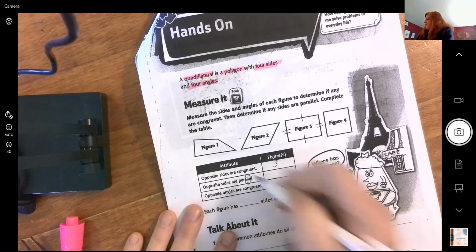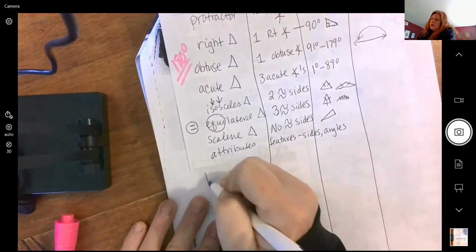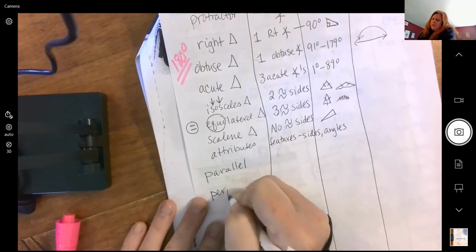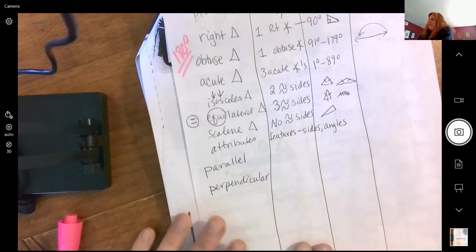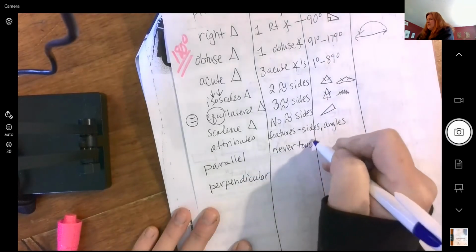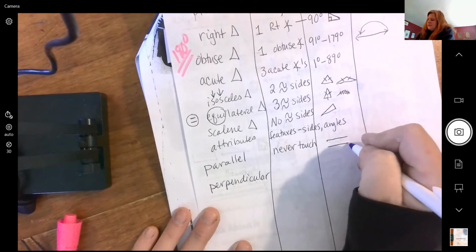And we haven't covered this word. We should probably add this to our vocabulary: parallel and perpendicular. Parallel lines never touch. And you can think of them like train tracks.